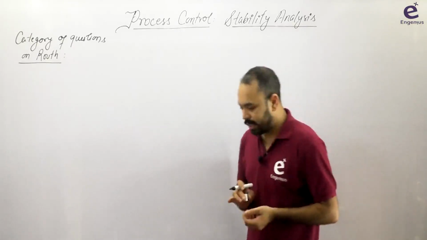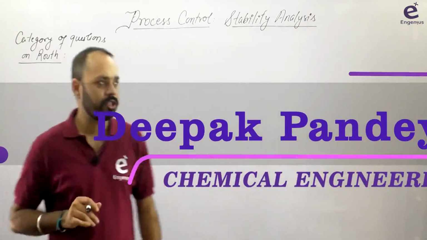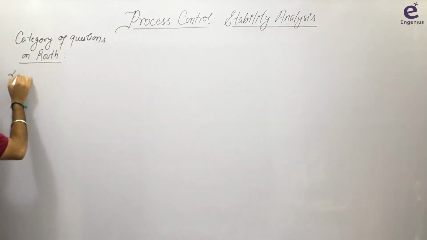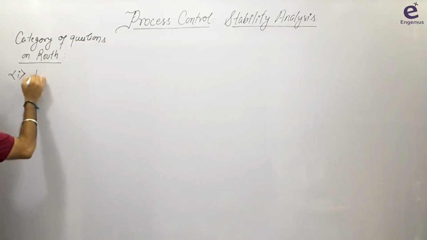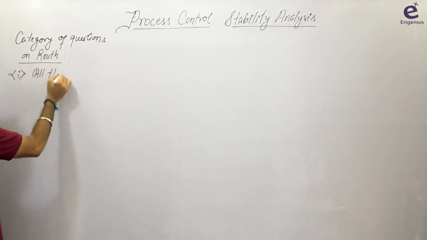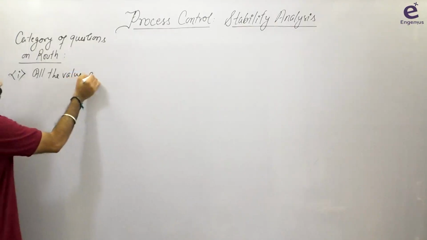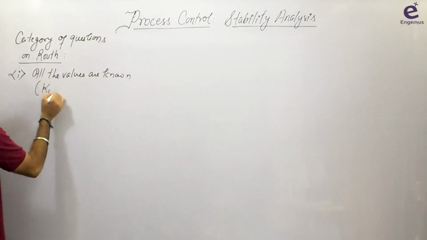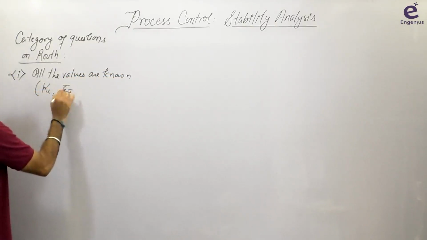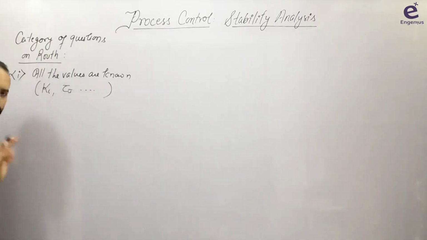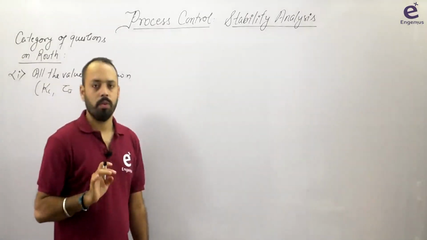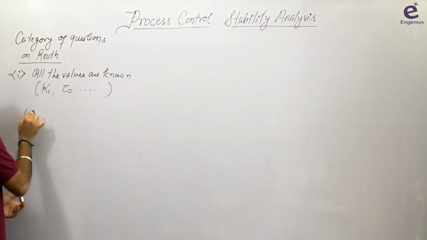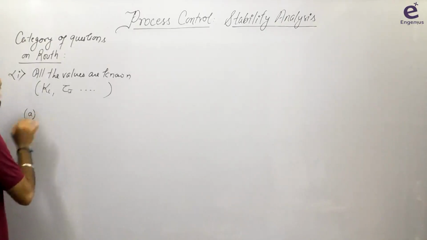So, what are the categories of questions on Routh stability criteria? First category, category 1. Suppose all the values are given. All the values means all the parameters are known, whether it is Kc or tau I, all those things are known. All the values will be given to you. What are they going to ask?